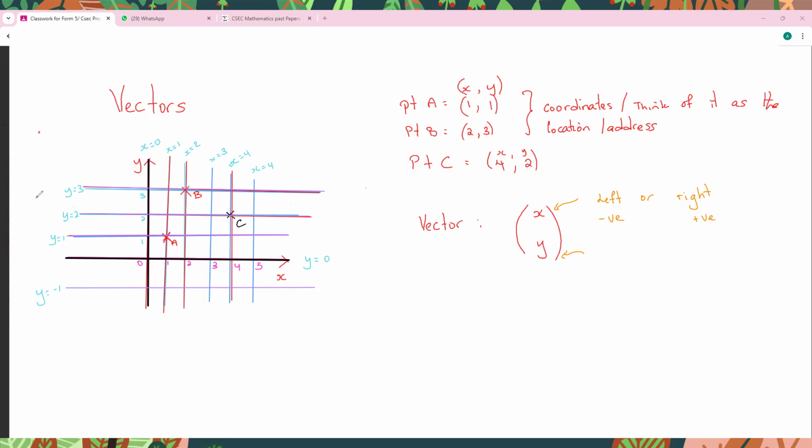Then for your x values, although the x-axis is horizontal, your x values are vertical. So this will be x is 1, x is 2, x is 3, x is 4, x is -1 will be on this side, which means that your y-axis is actually where x is equal to 0.